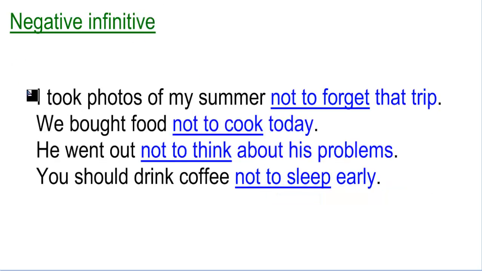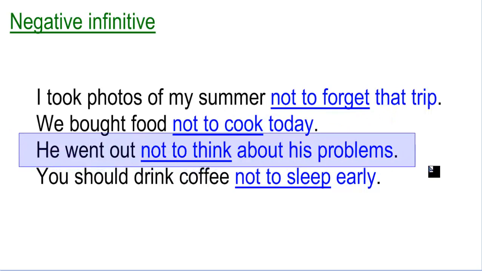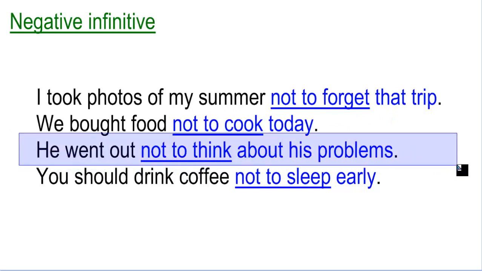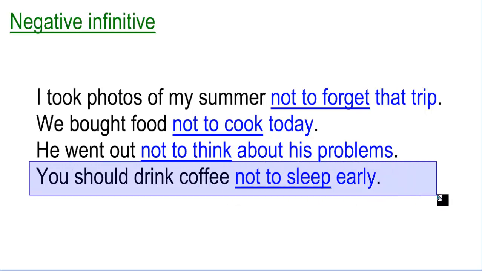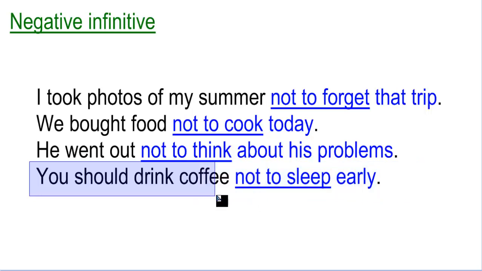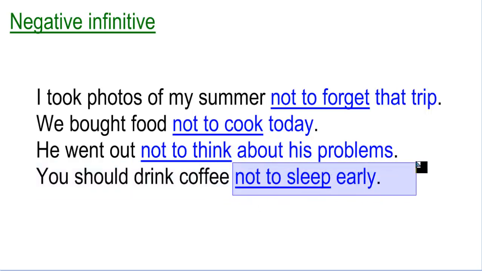More examples. I took photos of my summer, not to forget that trip. We bought food. What was the purpose of that? Not to cook today. We didn't want to cook that day. He went out not to think about his problems. He was maybe stressed and he preferred to go for a walk. You should drink coffee, not to sleep early. Sometimes you want to pull an all-nighter, so in those cases you probably could say, let's drink some coffee so I don't sleep. So you see, you explain your motivation. You should drink coffee. Why? Not to sleep. So remember, you can also use the infinitives in negative.